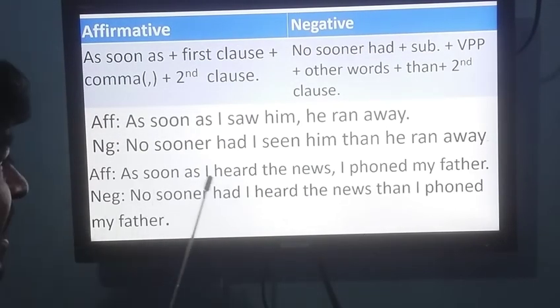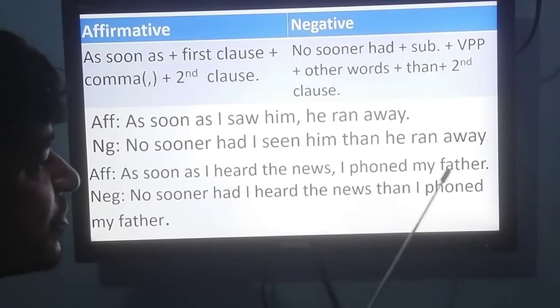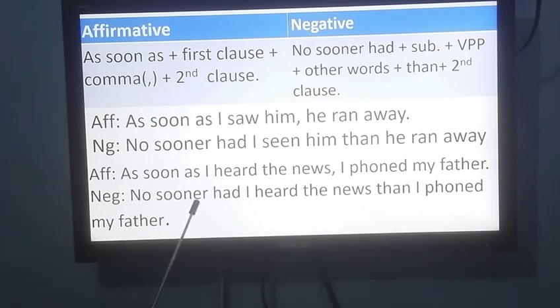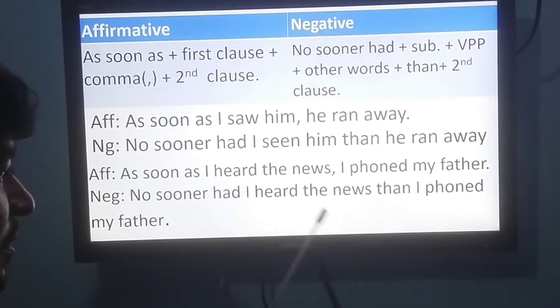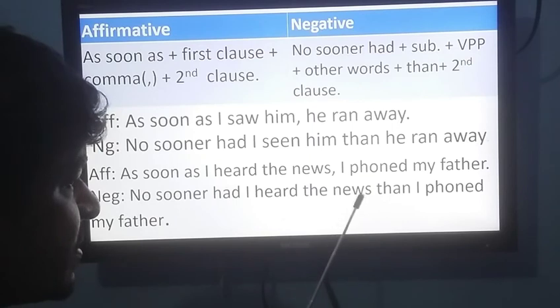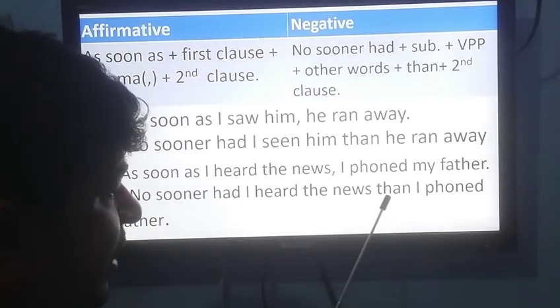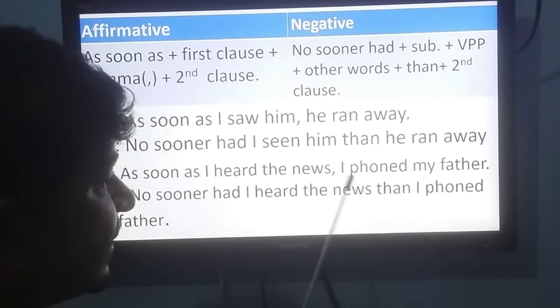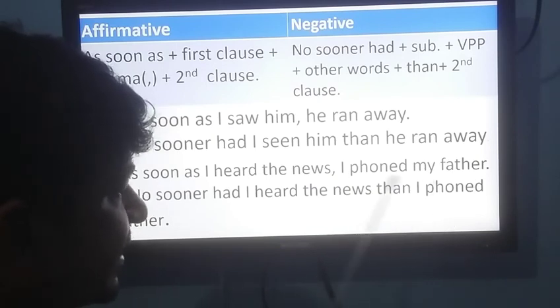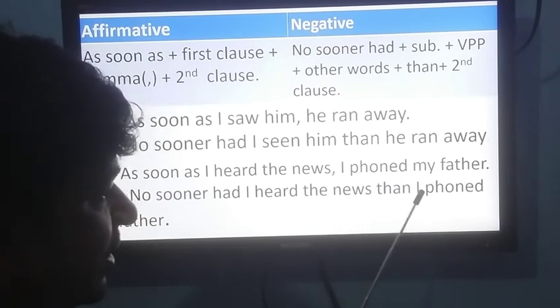Then as soon as I heard the news, I phoned my father. No sooner had, then subject I, heard is the past form of the verb and the past participle is the same. Heard. Here heard. Then the news, other words, then the comma will be abolished. In place of comma we have to use then, then the other clause of the sentence. I phoned my father.